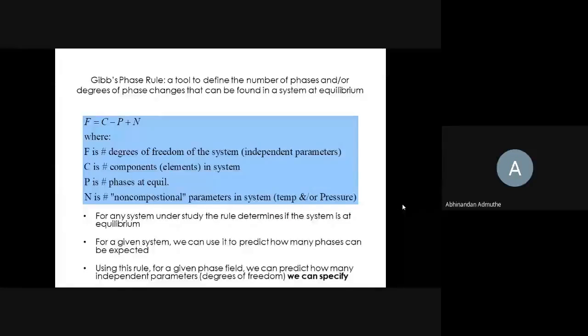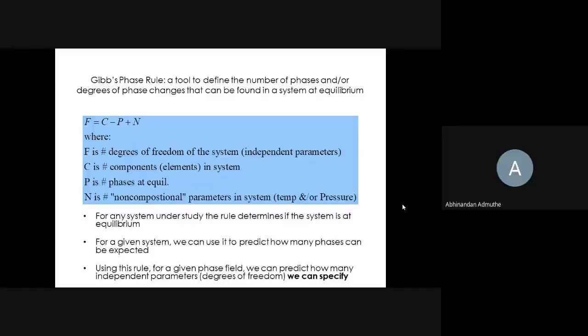Typically, the value of N is equal to 1 because we are considering pressure to be constant. When pressure is not constant, in that case you can consider N equals 2. But in our upcoming discussions, we assume that pressure remains constant. So that's why we will consider N equals 1. So we'll revise the equation, and if you rearrange the terms, you will get P plus F equals C plus 1.